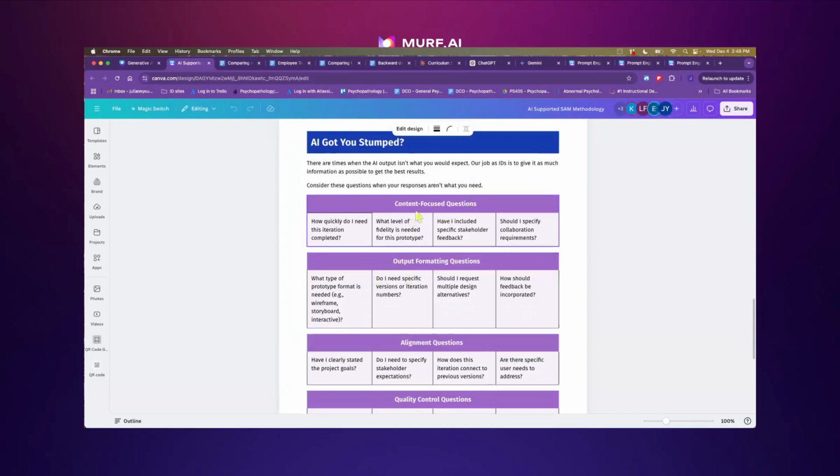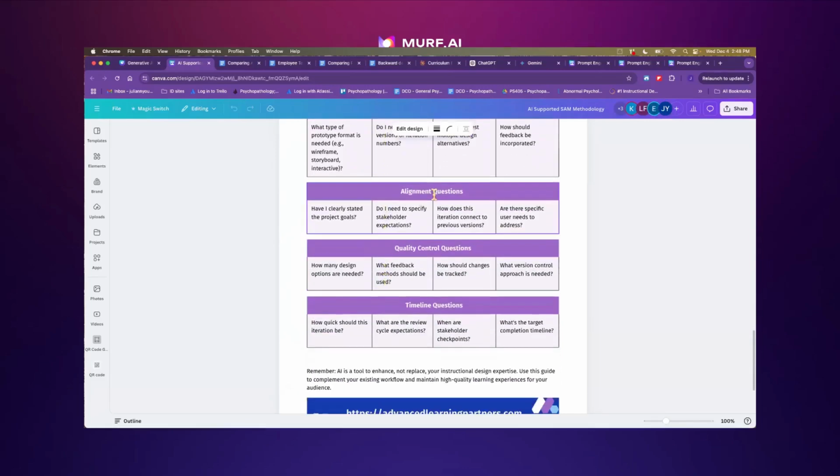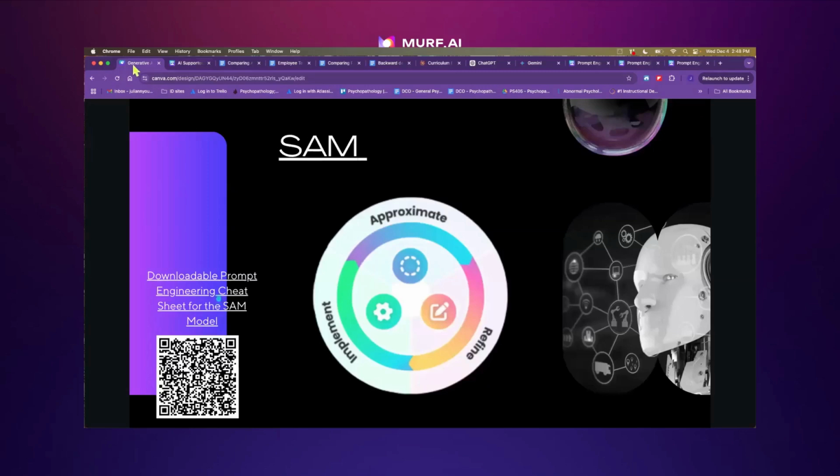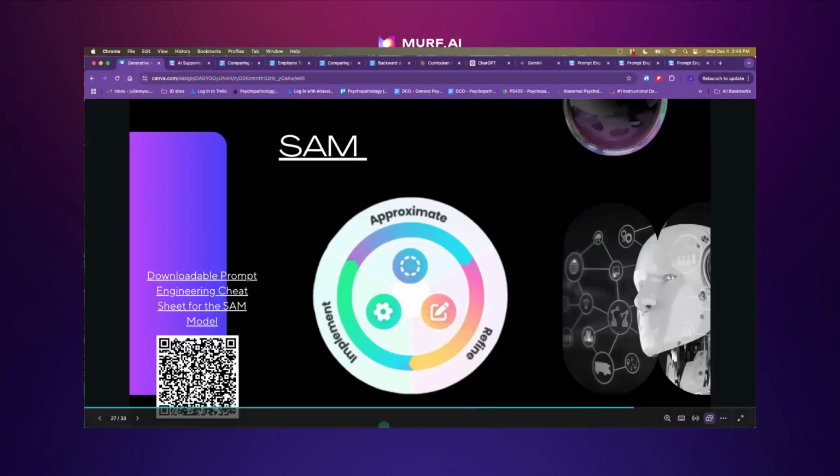And then if you're not getting what you need, these are some ways that you can actually look and say, oh, I need better content. Maybe I should ask one of these questions. I need a different output. I need a different format or alignment. You can ask it all those questions. So I have both of those there for you for ADDIE and SAM and backward design. You're free to download them, have them, print them out, make them your best friend, whatever you like.